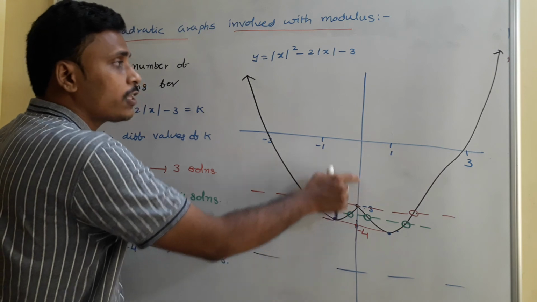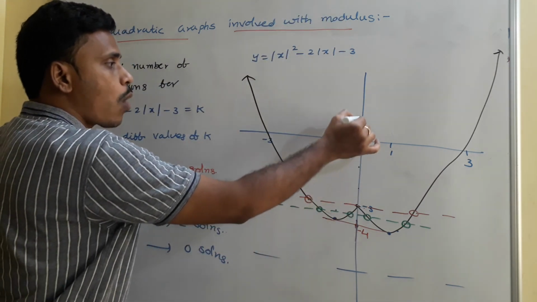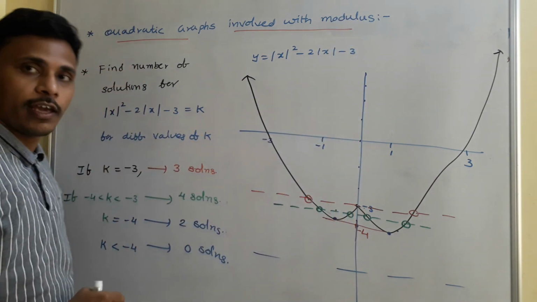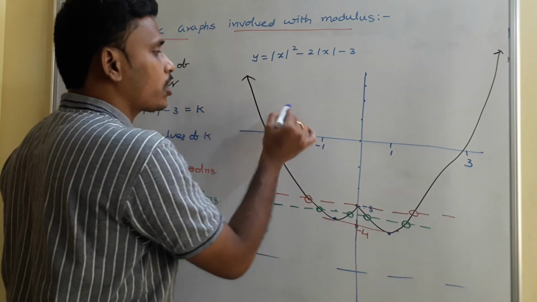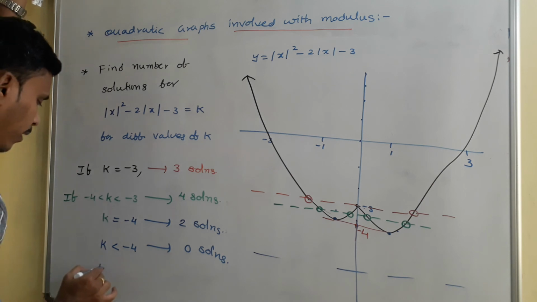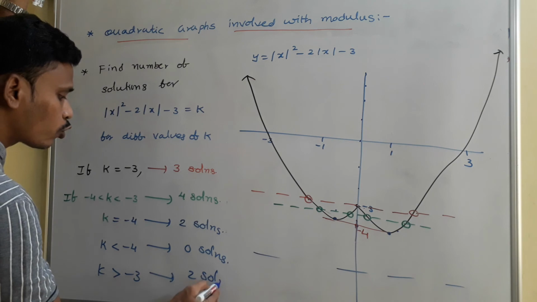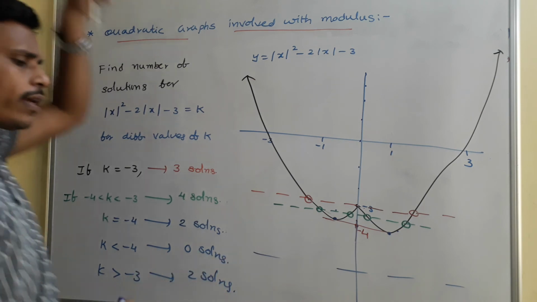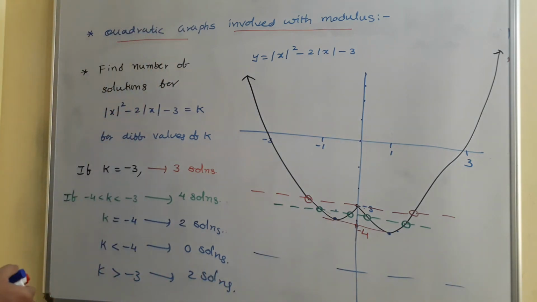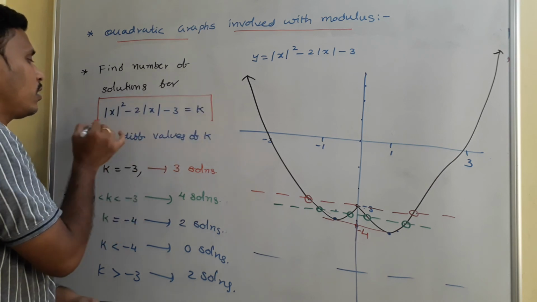And after this minus 3, there are minus 2, minus 1, 0, 1, 2, 3, or many numbers. If you replace k with any of these numbers, to find the solutions you need to sketch a horizontal line, and that line will intersect the graph at 2 points. So at the end, if k is greater than minus 3, then again we have 2 solutions. Maybe you will get more than one answer type questions related to this. Okay, just revise everything.